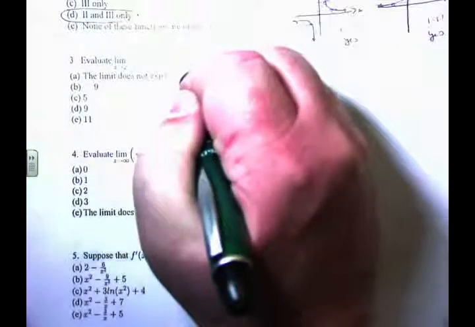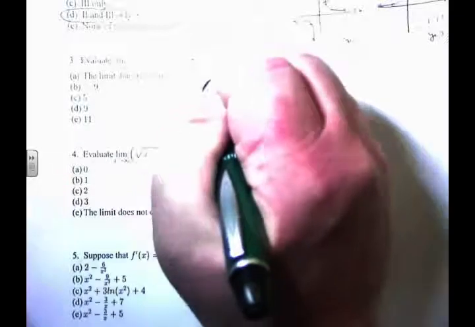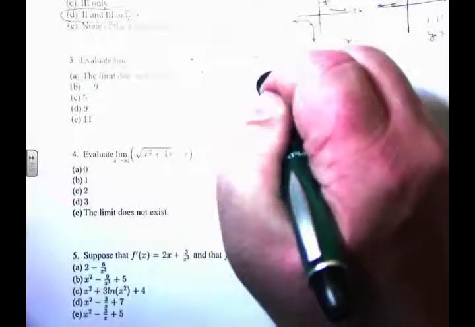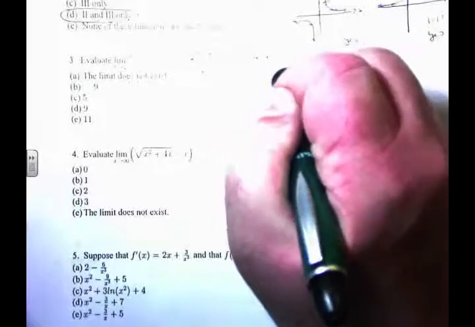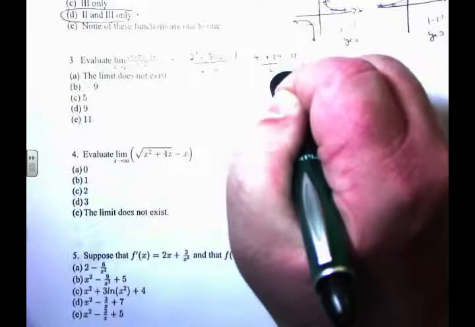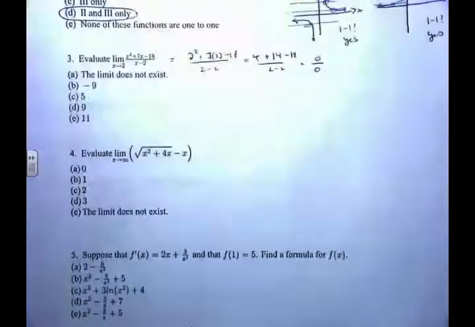So if I plug in, this becomes 2 squared plus 7 times 2 minus 18 divided by 2 minus 2. 2 squared is 4. 7 times 2 is 14, minus 18, over 2 minus 2. 4 plus 14 is 18, minus 18. What a surprise. 0 over 0.